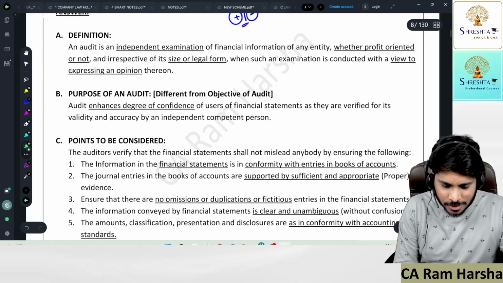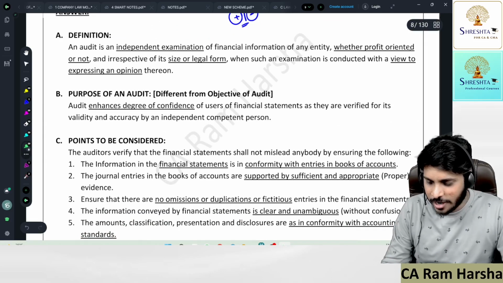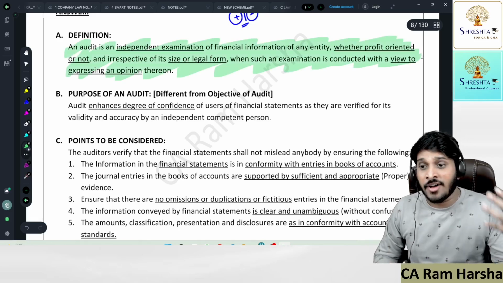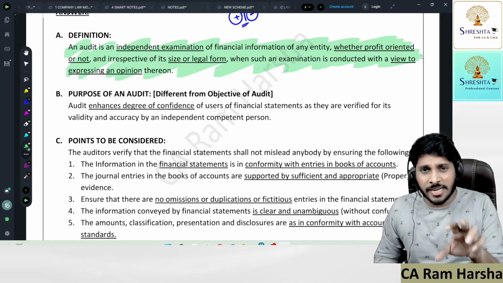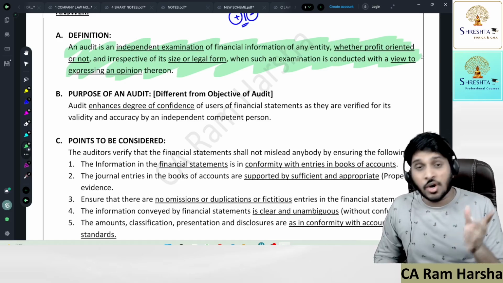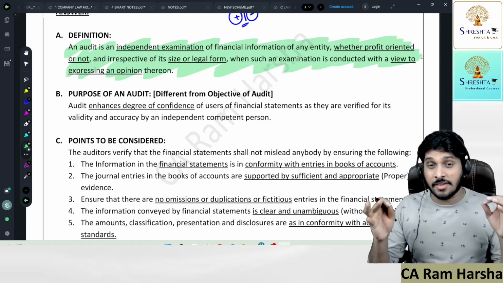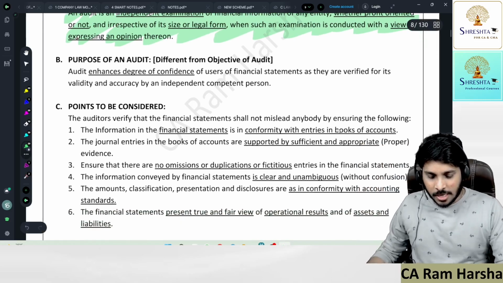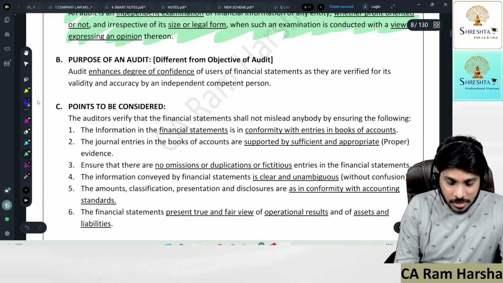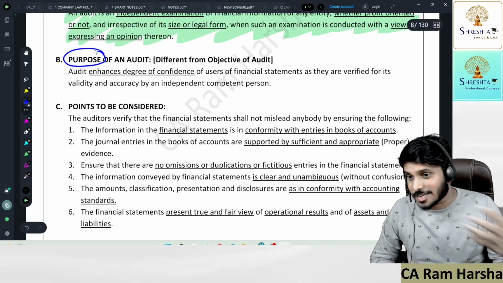I'm not reading because I have already covered the definition of audit in the fundamentals chapter. An audit is an independent examination of financial information of any entity, whether or not profit oriented, irrespective of its size or legal form, when such an examination is conducted with a view to express an opinion thereon. Right? Now if somebody asked you, what is the purpose of audit?